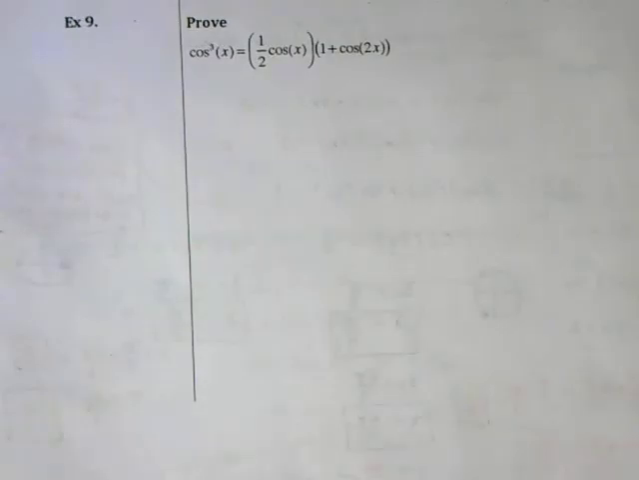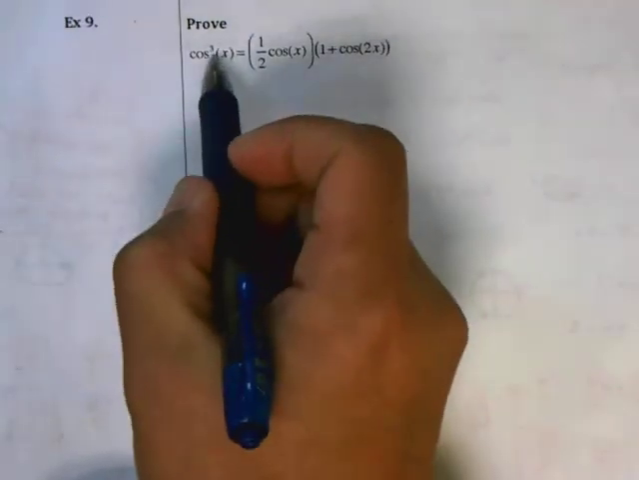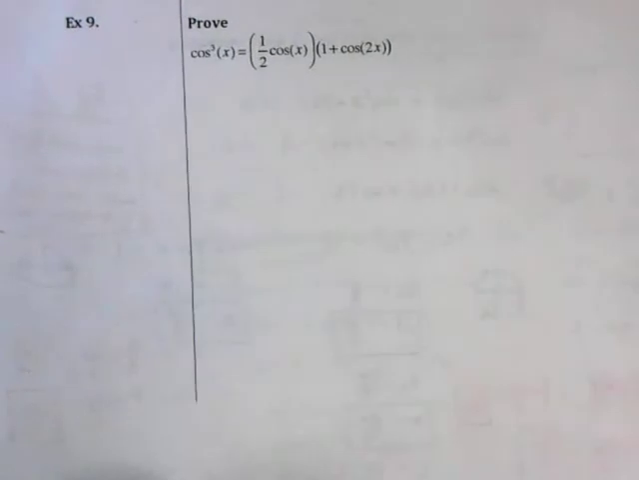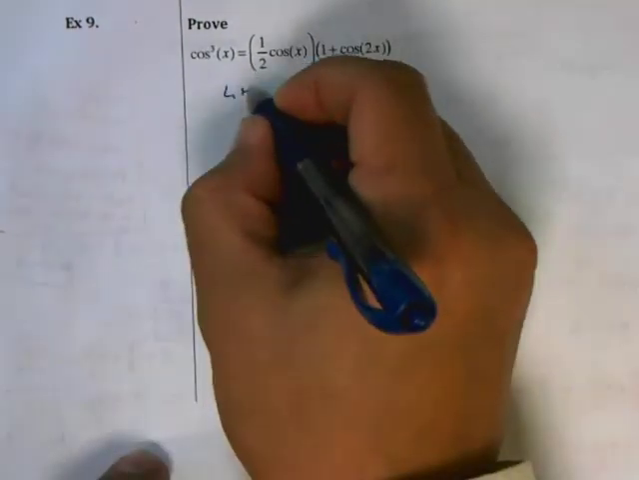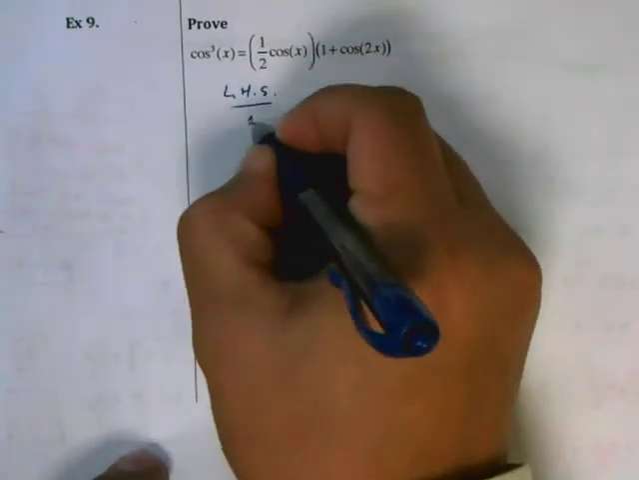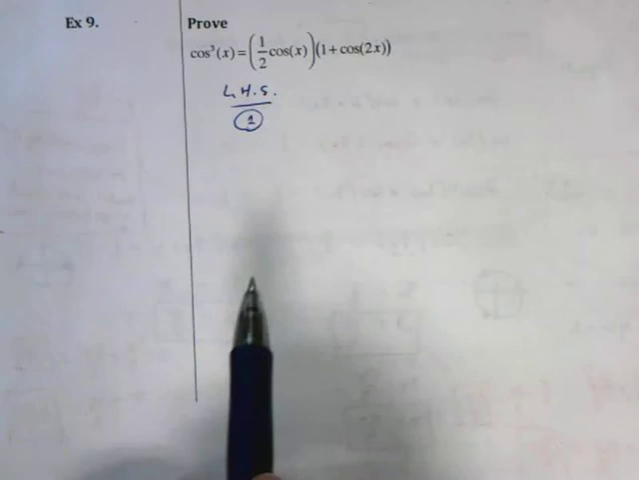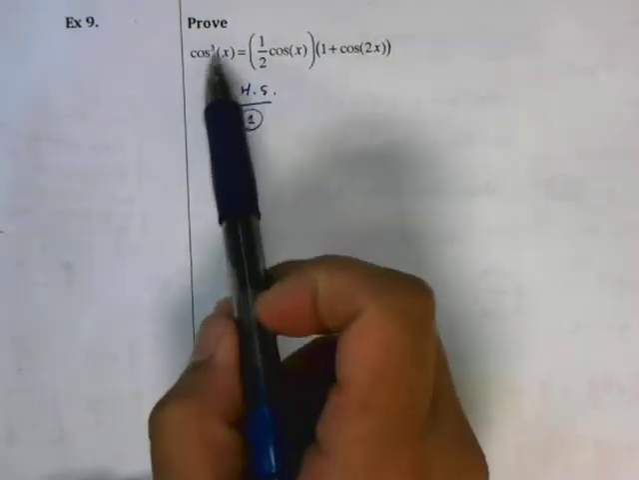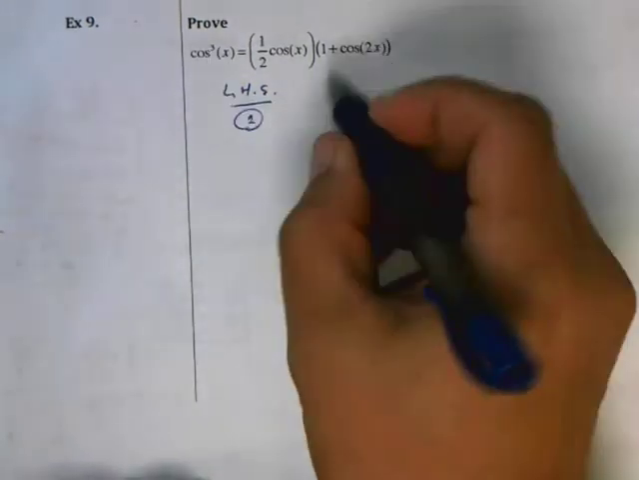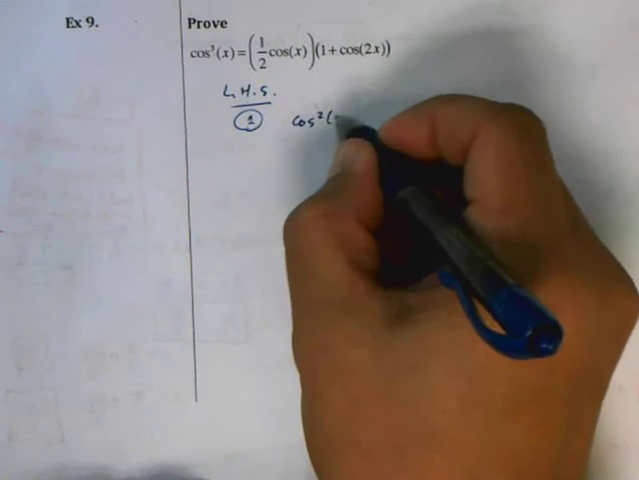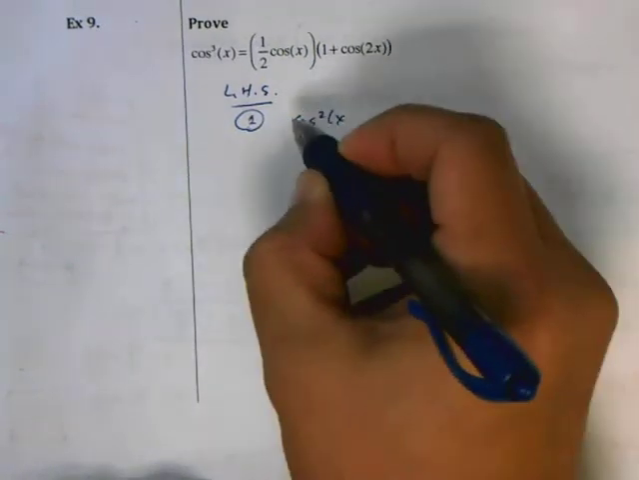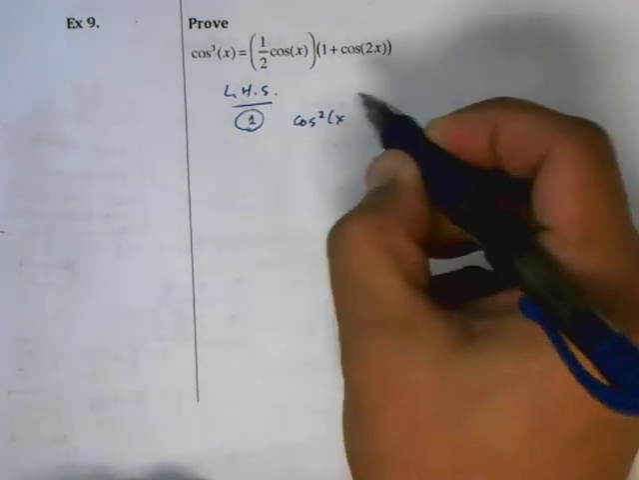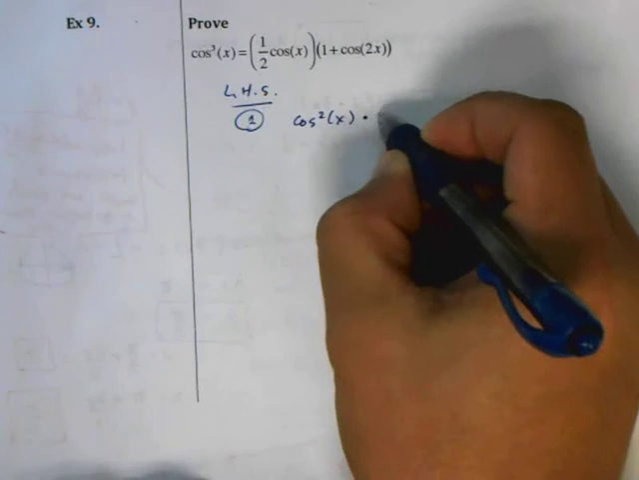And in this particular problem, we're going to prove something that has a higher order here. This is cosine to the third. To start, I'm going to start with the left-hand side. If you think ahead, we don't really know how to deal with cosine to the third, but we definitely know how to deal with cosine squared. So I'm just going to break this problem into cosine squared times cosine.